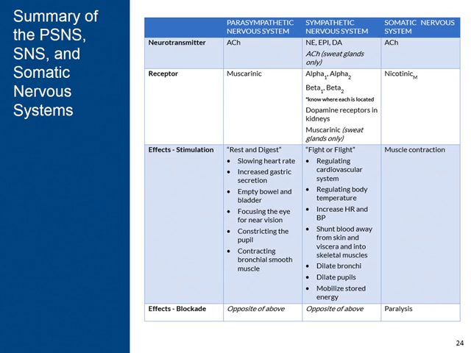Please be sure to know where each of those subtypes are largely found, and then the effects. I've only listed the effects of what happens with stimulation, but of course, the opposite of stimulation is blockade, and so you can imagine the effects would be the opposite.